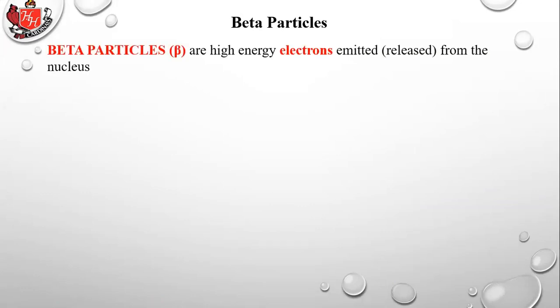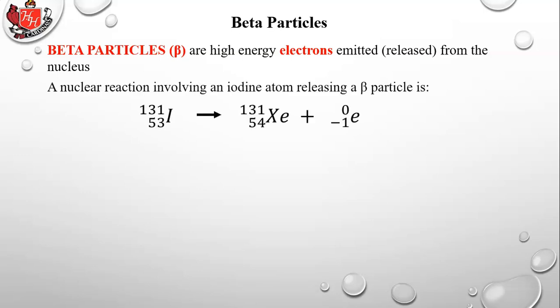Okay, beta particles are high energy electrons released from the nucleus. So again, you may say, wait a minute, there aren't electrons in the nucleus. Well, we're going to explain how you can get electrons out of the nucleus. So here's a nuclear reaction involving iodine, and it's an iodine atom releasing a beta particle. So you start with iodine, which has to be atomic number 53. That defines iodine, and it has a mass number of 131, which I guess is about another 78, if I'm doing my math right, 78 neutrons. So 53 protons, 78 neutrons will give you 131 protons and neutrons.